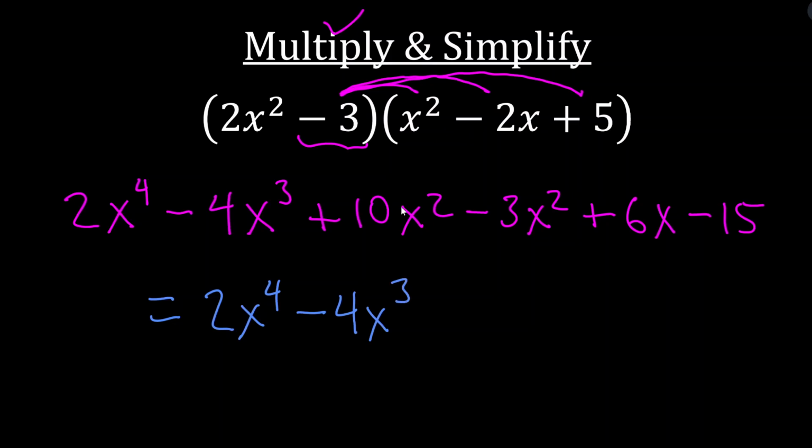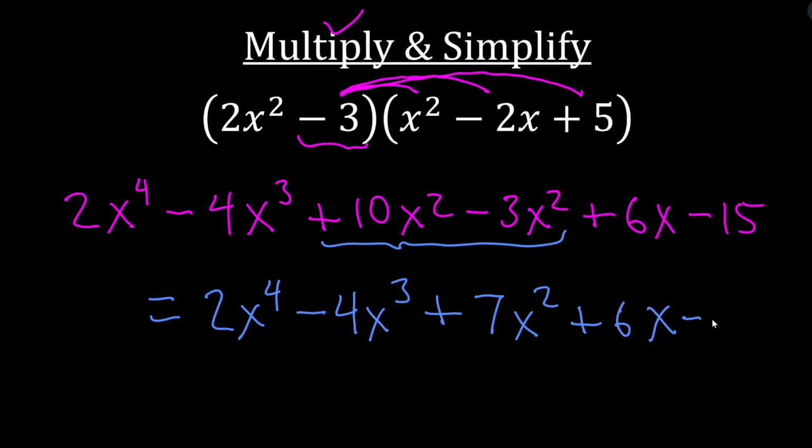And then where do we have some like terms? Right here. So we're adding 10 of these x squareds and then taking away 3 of them. And so we are left with 7 of these x squareds being added together. So those are our like terms. And then we're just chilling with the 6x and the minus 15 hanging out. So only one pair of like terms this time. All right, we did the multiply. We've done the simplify. Boom.